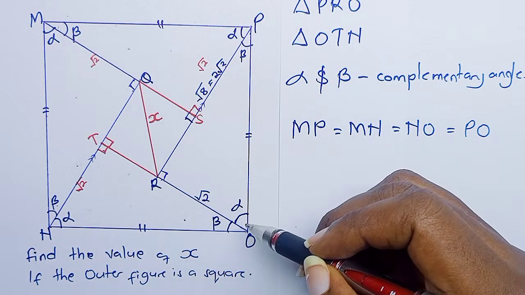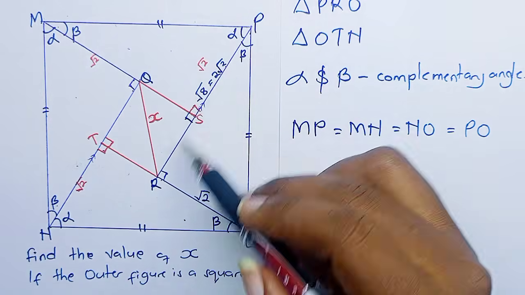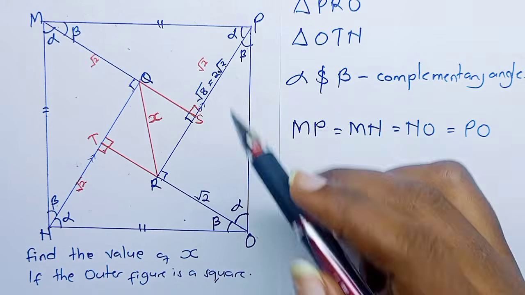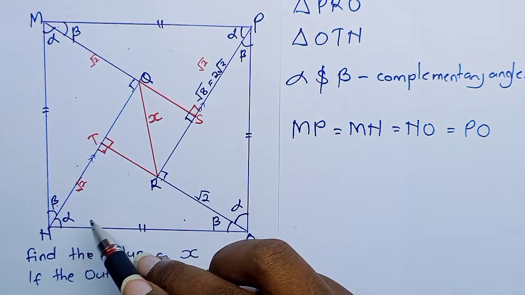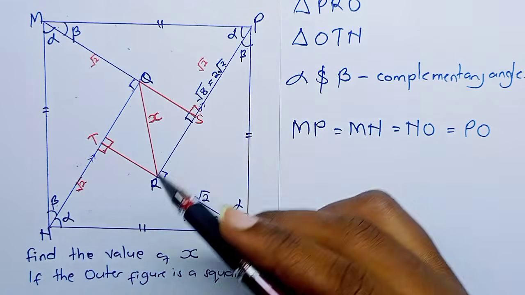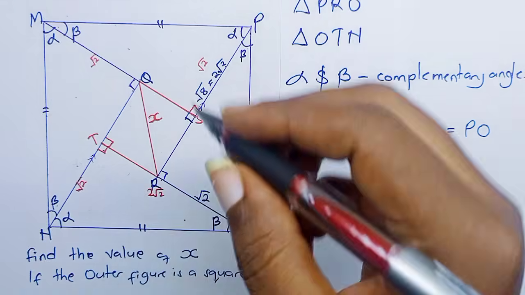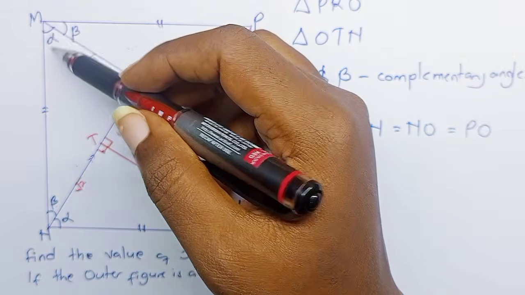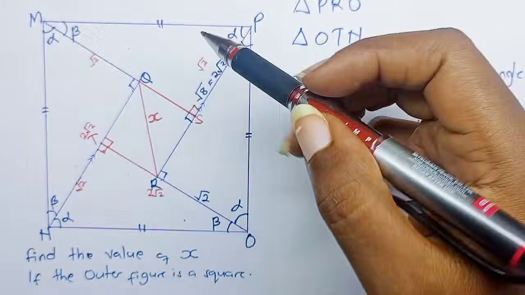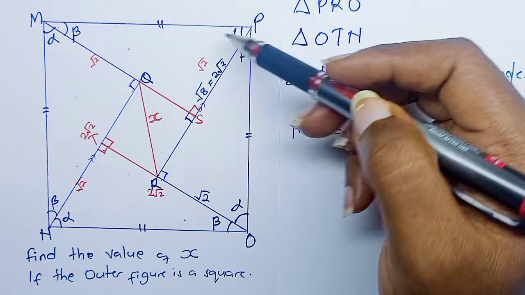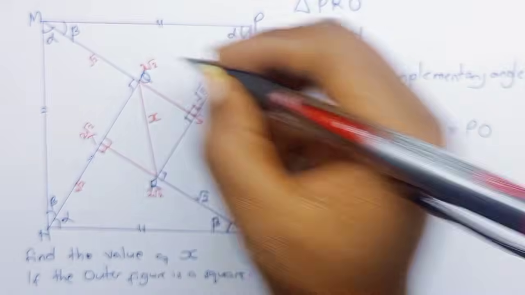And then we can see that the side opposite to alpha in this triangle is 2 root 2. So RP is 2 root 2, and that's the side opposite to alpha, implying that in all these congruent triangles, the side opposite to alpha is 2 root 2. So in this triangle, TO will be 2 root 2. Then in this triangle, the side opposite is NQ, so it's 2 root 2.